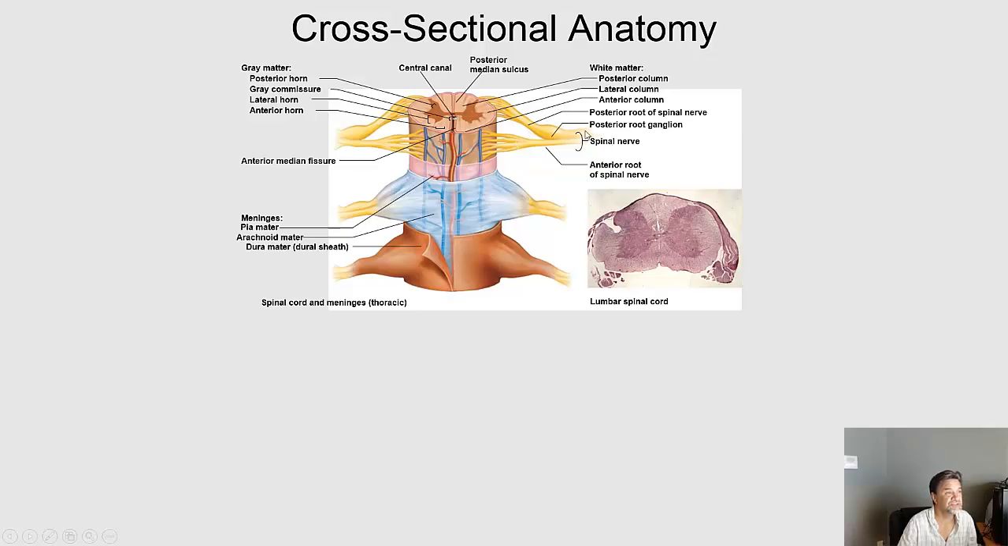This part is the sensory information coming in from the body into the dorsal or posterior root of the spinal cord. This is the motor nerve that's leaving the anterior portion of the spinal cord through the ventral root. You see the posterior gray horn, the lateral gray horn, and the anterior or ventral gray horn here. And then we also get the posterior columns of white matter, the lateral columns of white matter, and the anterior columns of white matter.